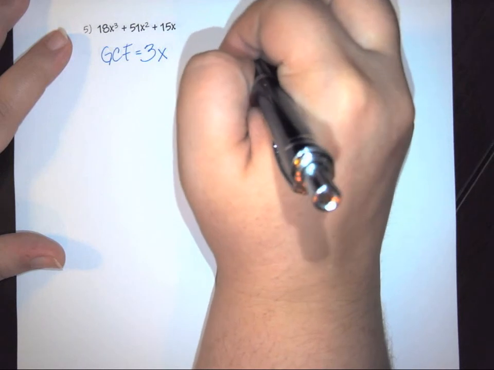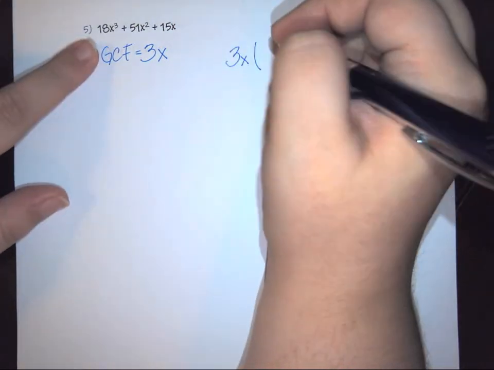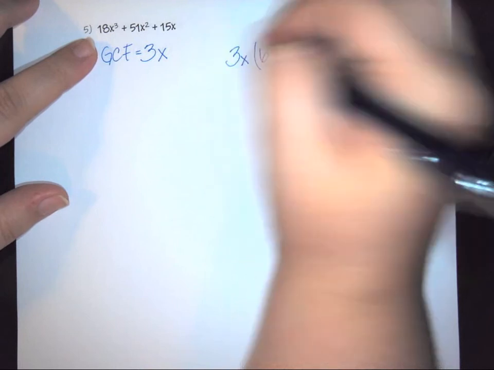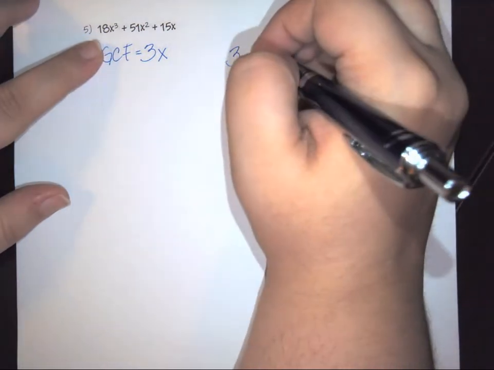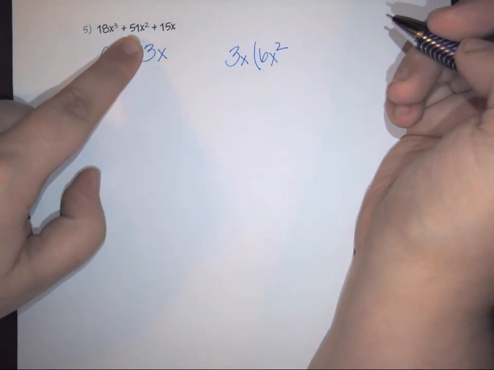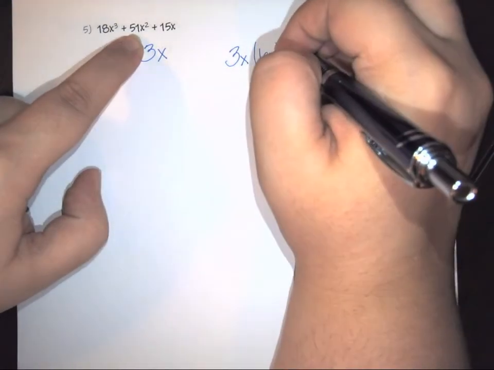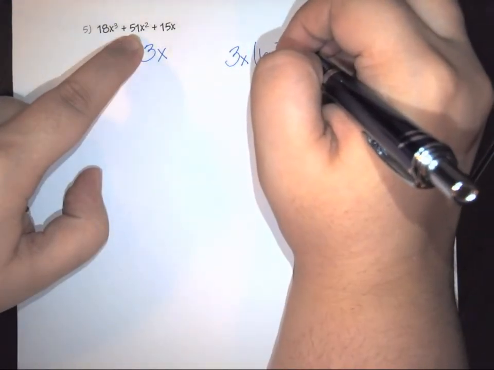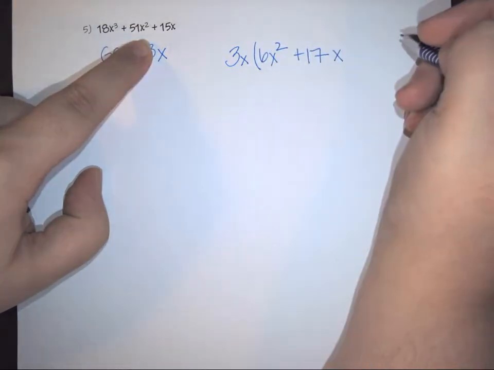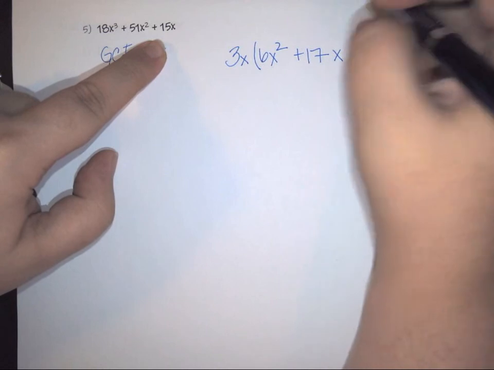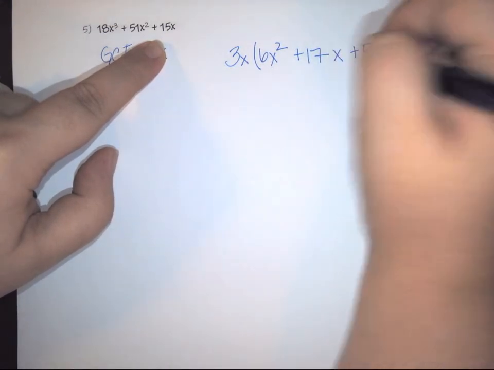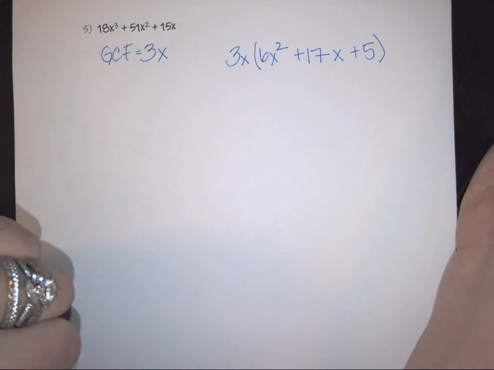I get a 3x on the outside, pull a 3 out of 18, and that leaves me with 6 behind. Pull an x out of x cubed, and that gives me x squared. Repeat the process, pull a 3 out, and that is going to leave me with a 17. Pull an x out, and that leaves me with x. For the last one, if I pull a 3 out, that leaves me with 5. If I pull an x out, still leaves me with 5.